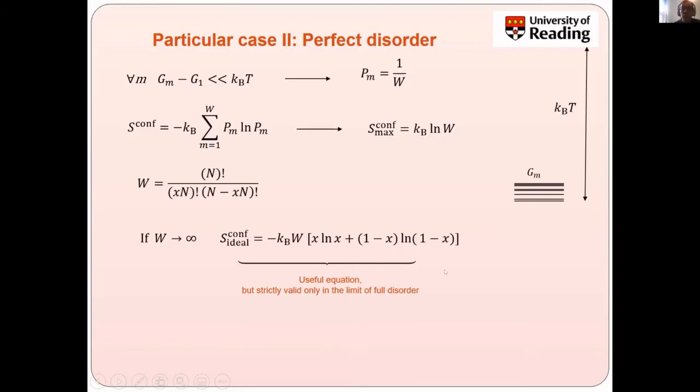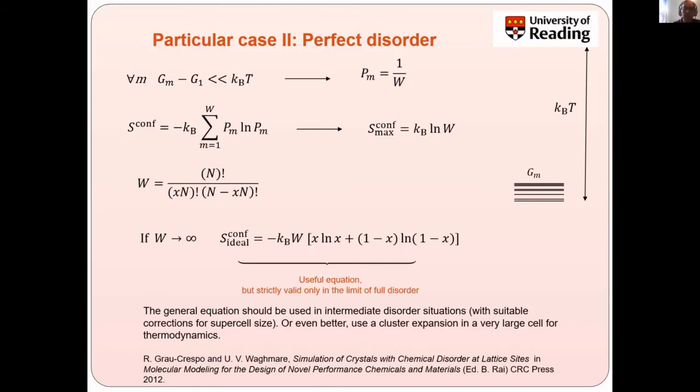But it is worth remembering that it's only strictly valid in the limit of full disorder. So if you are doing thermodynamics in a system that has partial disorder, you need to consider using the full formulation. The general equation for the entropy like this is the one that should be used in intermediate disorder situations. You need to apply some corrections for supercell size, as those described in the paper that I cited below.